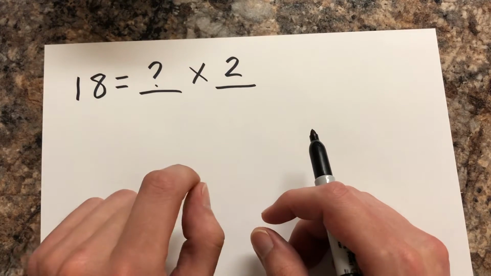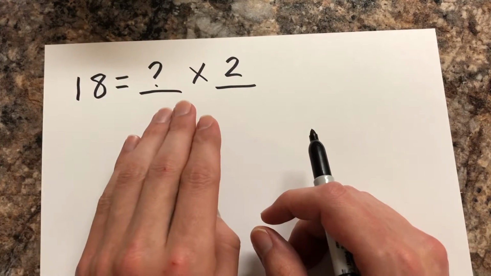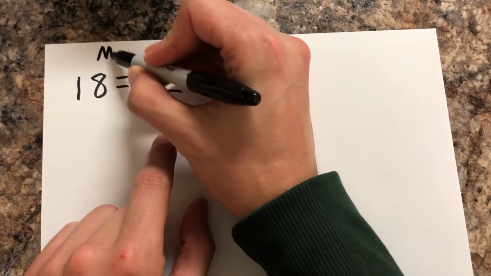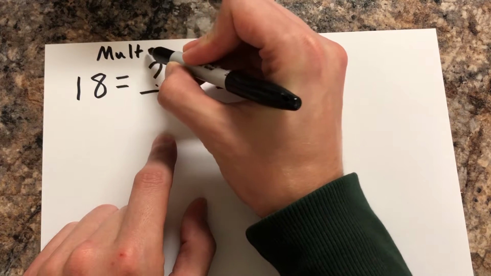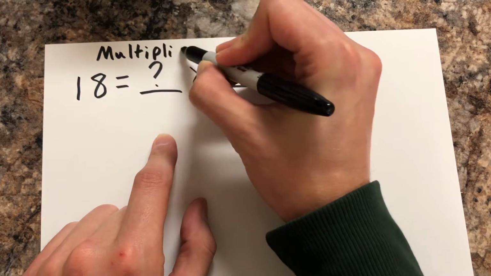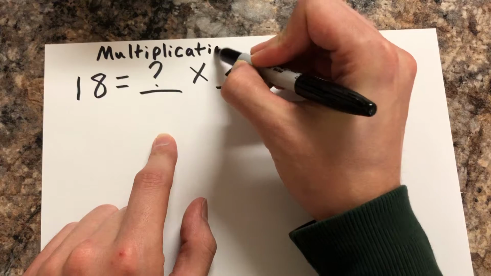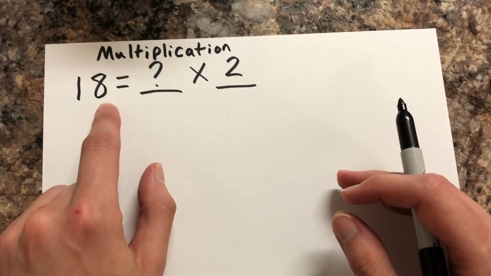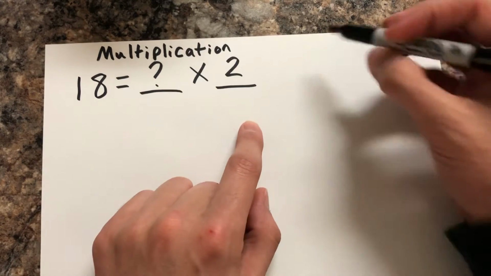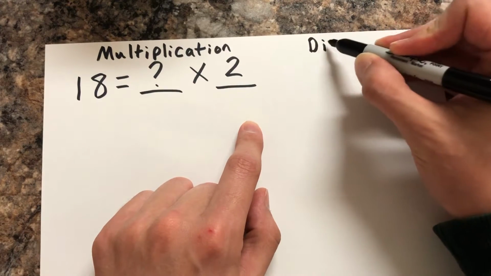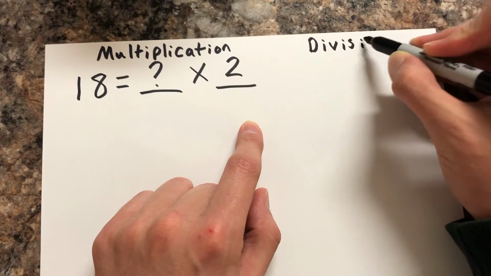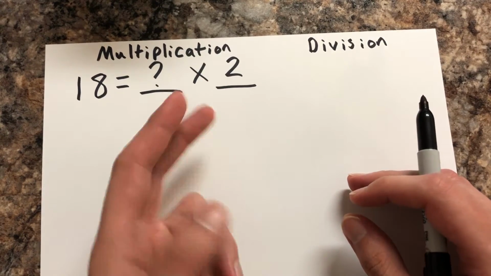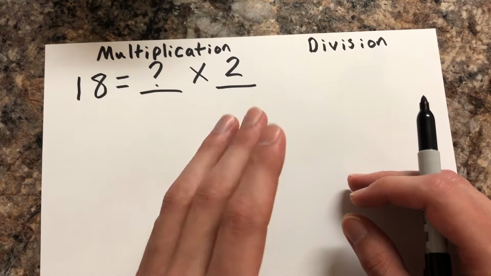For right now, we're not going to solve it. But what we are going to do is rewrite this problem, because right now, this is multiplication. This is a multiplication sentence. We're going to take this missing factor problem and turn it into a division sentence. And then we're going to talk about what similarities you see and what differences you see.